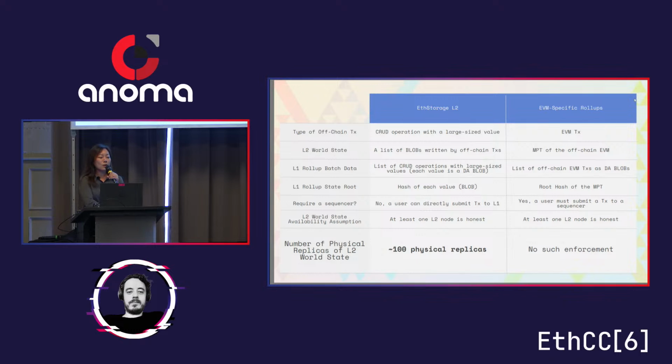You might ask, what's the difference between EthStorage and EVM-specific rollups? The biggest difference is the incentives given to the storage providers. It's in Ethereum, and it's a motive for them to store data. Skipping all the other rows, in the last row, this storage proof allows users to verify on layer 1 that there is a large number of replicas, about 100, that store data of the chain in the layer 2 network. There's no such enforcement in the current EVM rollups yet.